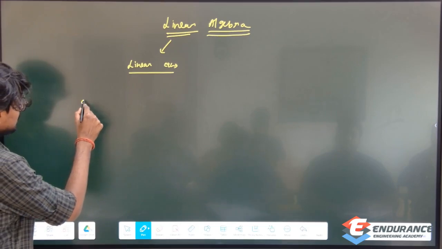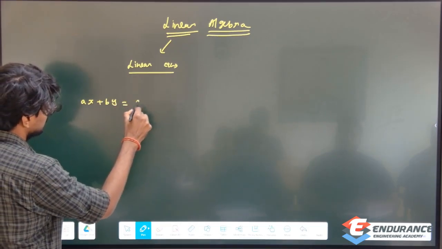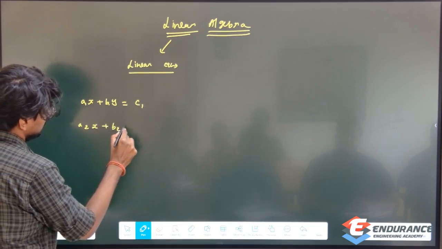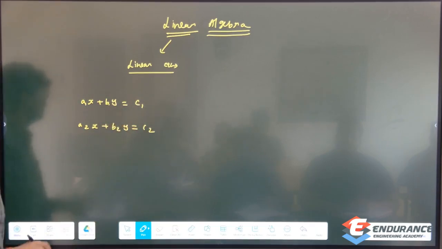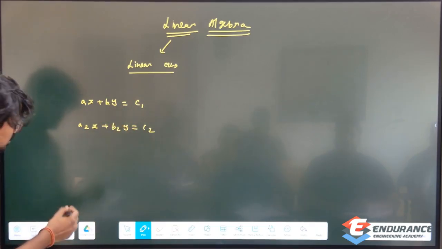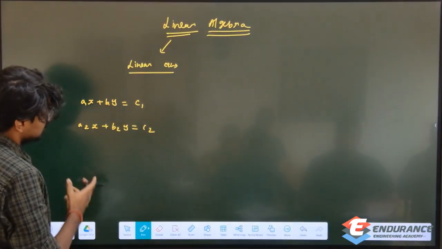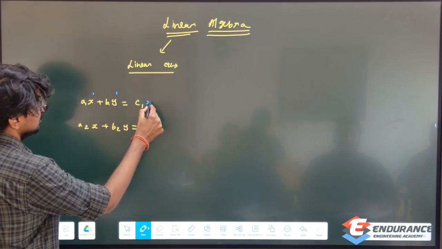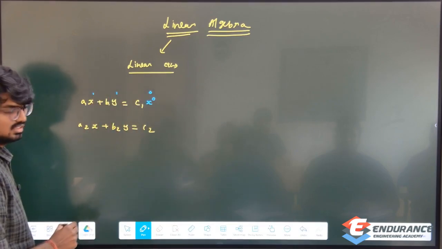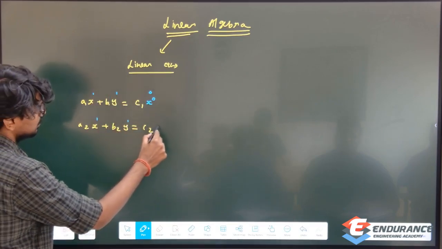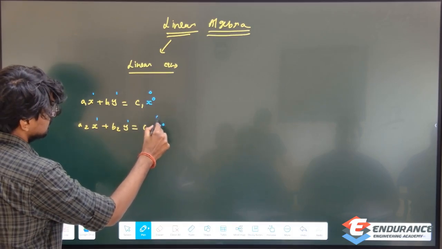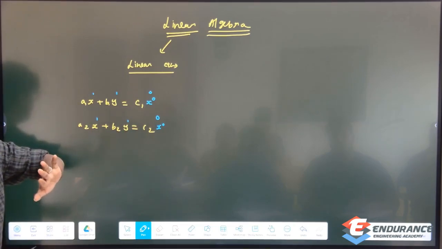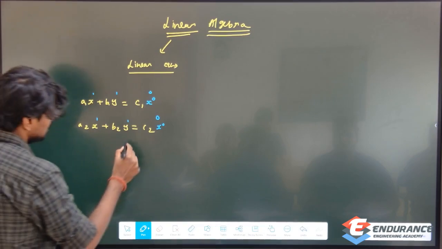For example, if I take a1x plus b1y equal to c1, a2x plus b2y equal to c2, so I have taken two equations, right? And what about the power for this equation? The power of x is 1, power of y is 1, power of c is 0, since I can write c as x to the power of 0. Similarly, here the power of x is 1, power of y is 1, and the constant has power 0. So the maximum power is 1, and the minimum power is 0. That is what we will call a linear equation.